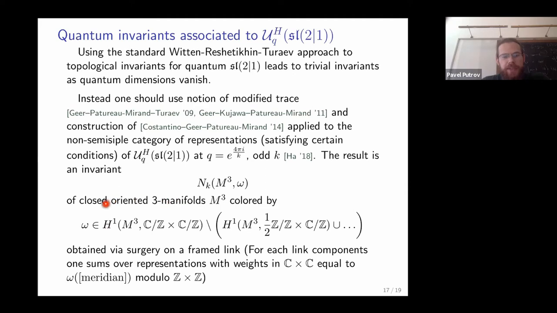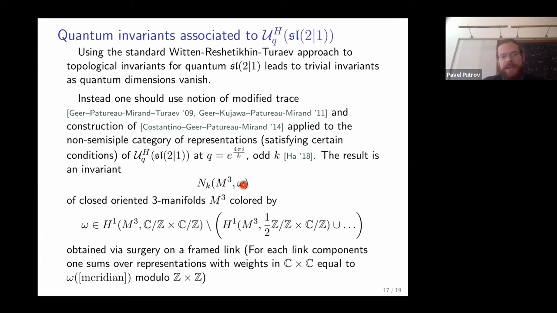You start with the first cohomology of the three-manifold with coefficients in C mod Z times C mod Z, but you have to exclude some subsets, some subgroups. In particular, you want to exclude a subgroup where the first component is actually valid in the first cohomology with half-integer coefficients. And you want to do the same for the second component. And you also want to do the same for the diagonal. Anyway, this is just some technical details.